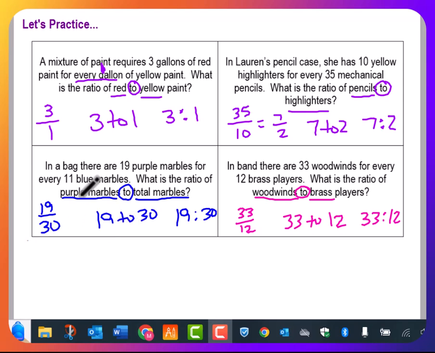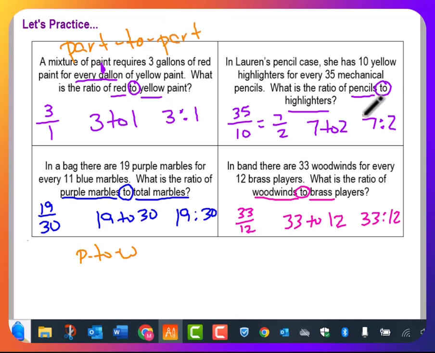This is what we call a part to whole. A part to whole comparison. Part of the marbles compared to all of the marbles. Part to whole. And I should have gone through that for the first two examples. On the first one, it was asking for the ratio of red to yellow. That's going to be a part to part, because it doesn't say anything in there about the total gallons of paint. It just says the red paint and the yellow paint. So it's a part to part.